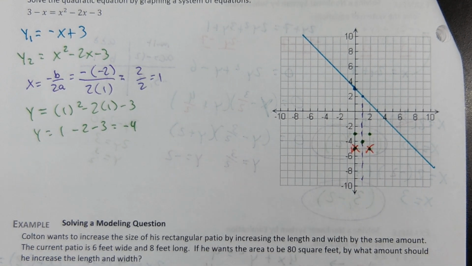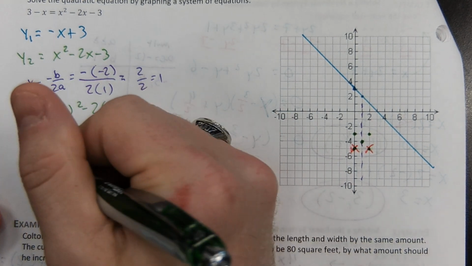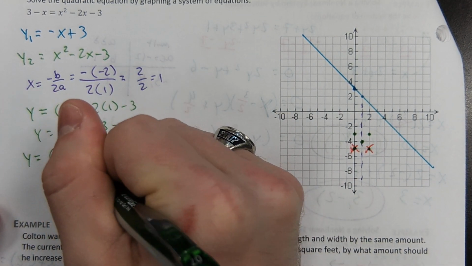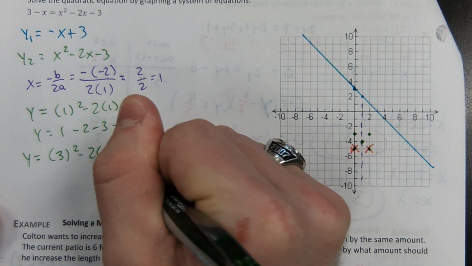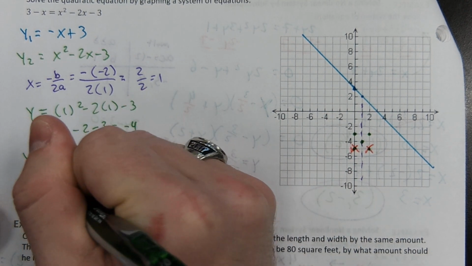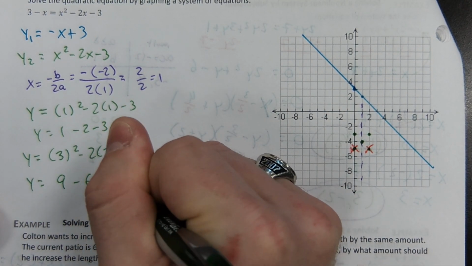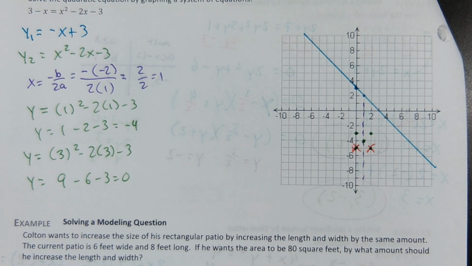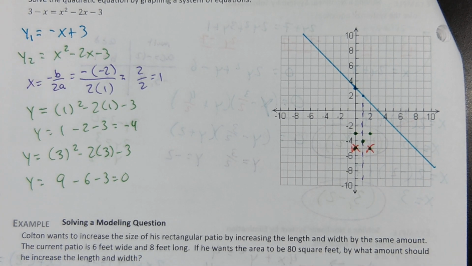Let's see. 3 squared minus 2 times 3 minus 3. That is 9 minus 6 minus 3. That's 0. Oh, 0. Oh, you know what we should have done? What? We also should have seen that this factors.